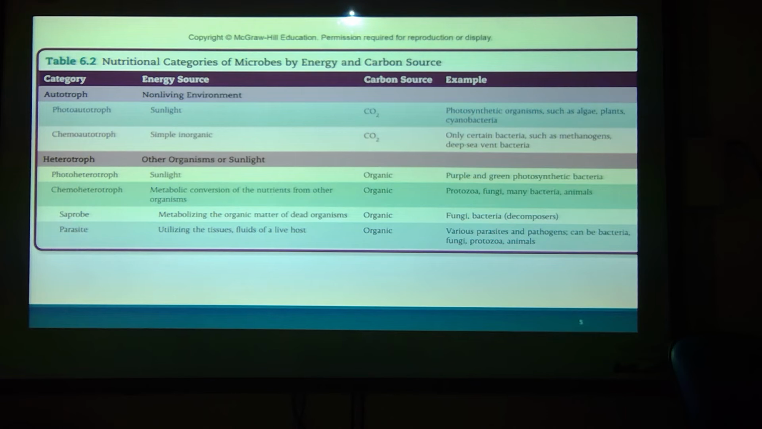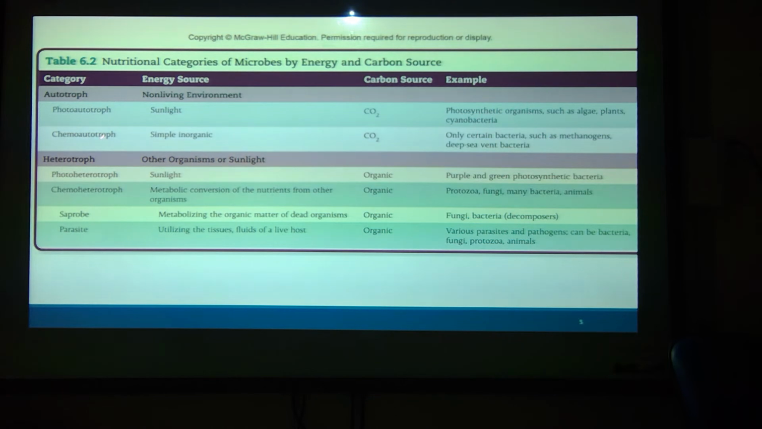Algae are green because they are photosynthetic. Cyanobacteria also have some type of chloroplast variant that allows them to use sunlight.